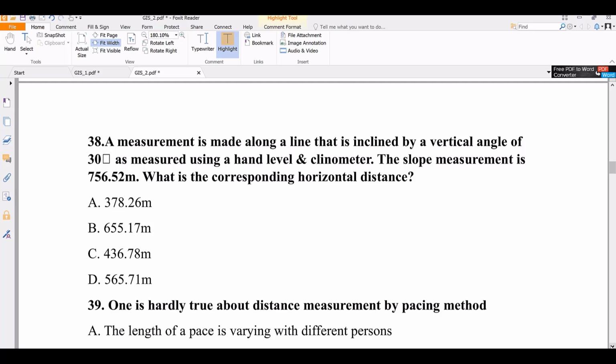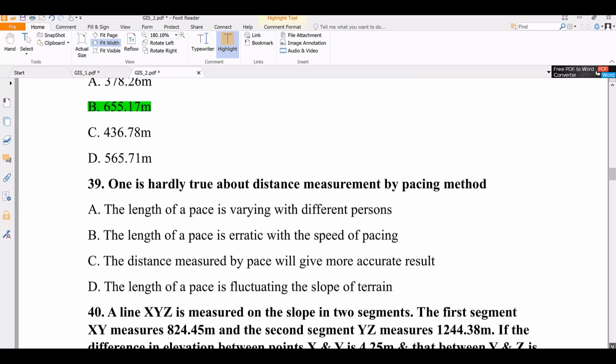Measurement is made along a line that is inclined by a vertical angle of 30 degrees as measured using a hand-level clinometer. The slope measurement is 156.52 meters. What is the corresponding horizontal distance? So you can calculate using angle with distance conversion. So the correct answer would be this one, 655.17 meters. You can do the calculations.